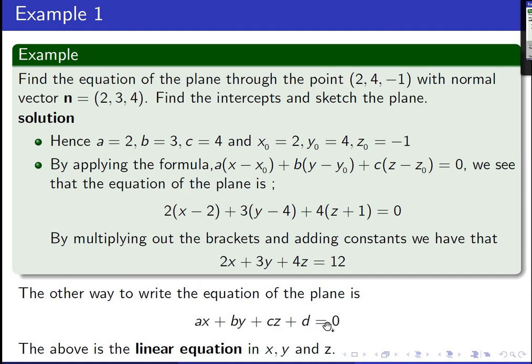The other way of writing this equation is to take the constant to the other side, where we simply have ax plus by plus cz plus d is equal to 0. So this is just a linear equation in x, y, and z. We say it's linear in the sense that our variables do not have squares in them. It's not quadratic, it's not a cubic equation, it's not raised to any powers. That's why we're saying it's a linear equation in R3.